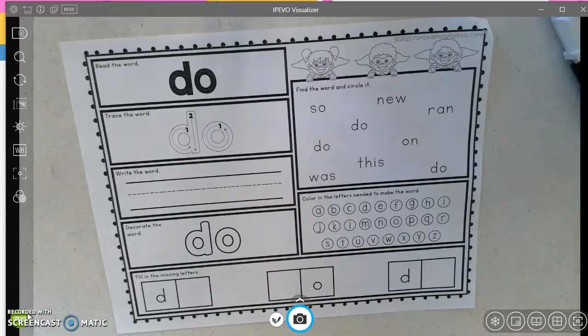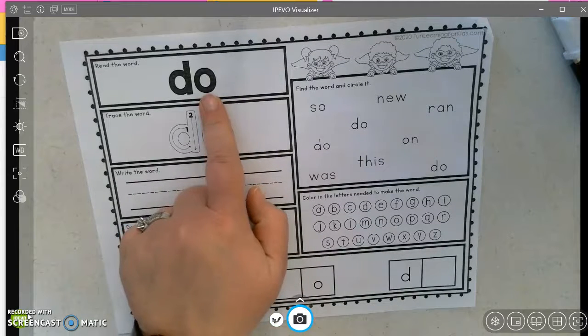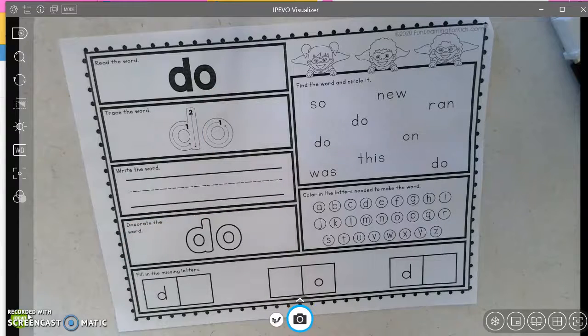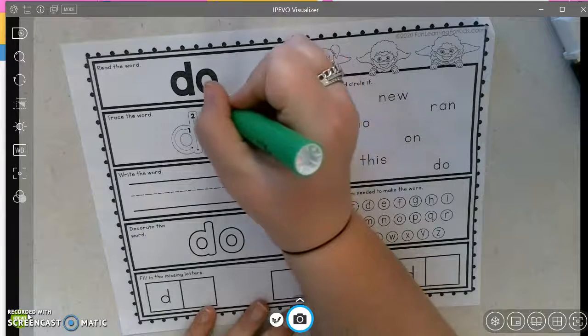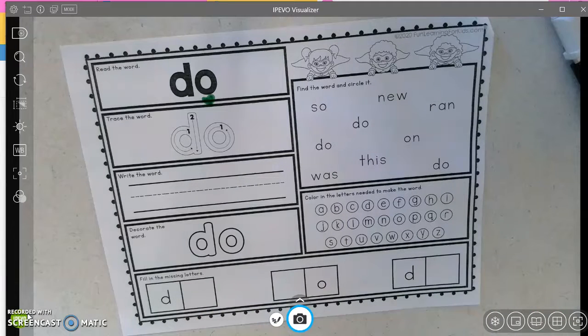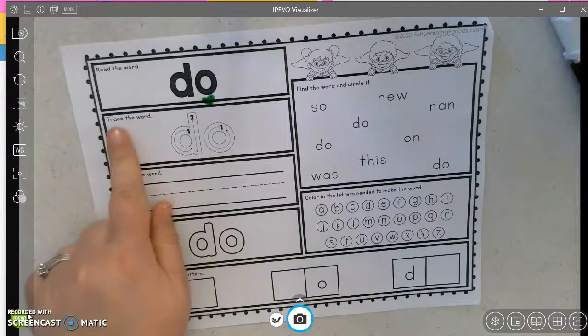And this is one of our heart words too, because when we say and sing our ABC song with the sounds, ooh isn't one of the sounds, right? So the part that we have to remember by heart is the O. The O says ooh in do.